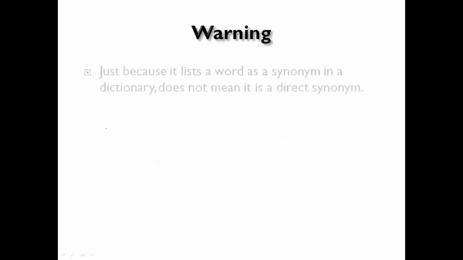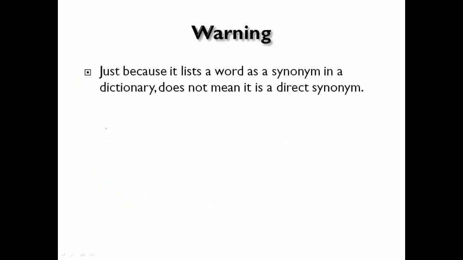However, I should warn you, just because it lists a word as a synonym in a dictionary does not mean it is a direct synonym. Lots of students send me their essays on my correction service, and I mark the synonym as incorrect, and they say, but Cambridge Dictionary said it's a synonym. Just because a dictionary says it's a synonym does not mean it's a direct synonym. If you don't know, just copy the word. If you can't think of a synonym, you don't know how to change it, copy the word. It is better to copy the word and have less range than to try and use a word you're not sure about and make a mistake.